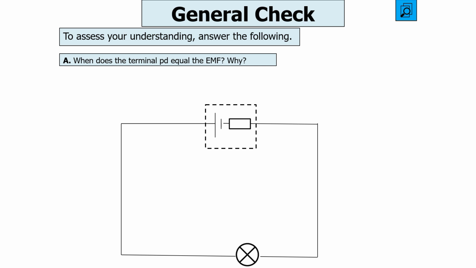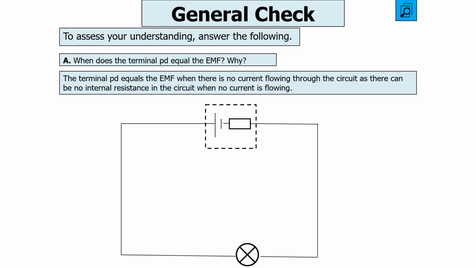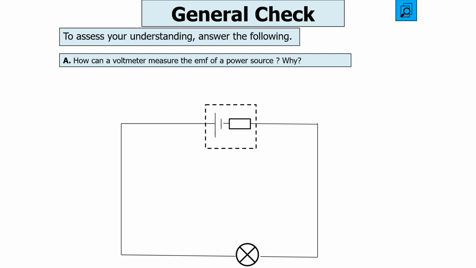So pause the video now and unpause the video when you want to go through your answer. So the terminal PD will equal the EMF when there's no current flowing in the circuit, as there can be no internal resistance in the circuit when no current is flowing, so there can't be any lost volts in the circuit. The next question states, how can a voltmeter measure the EMF of a power source, and why?